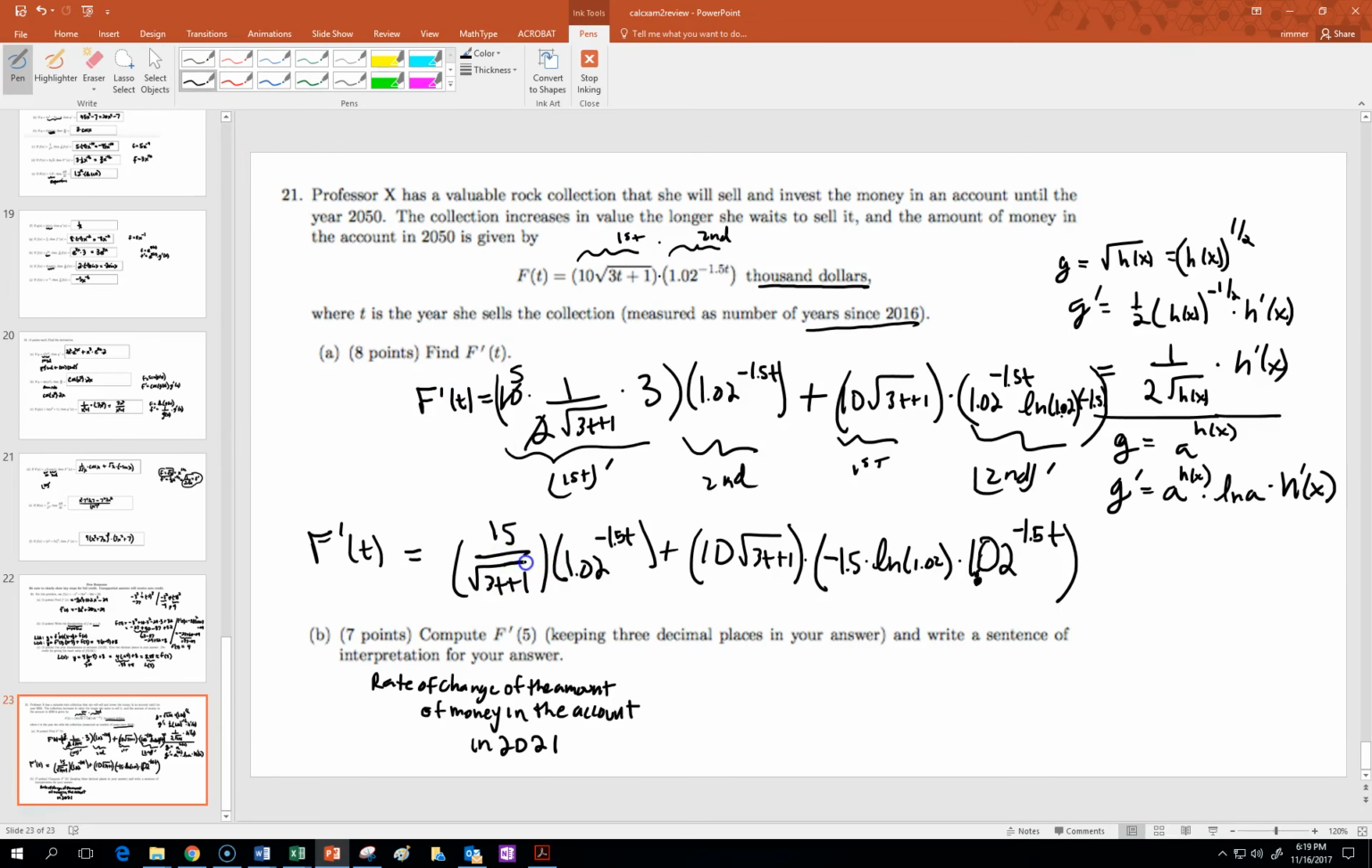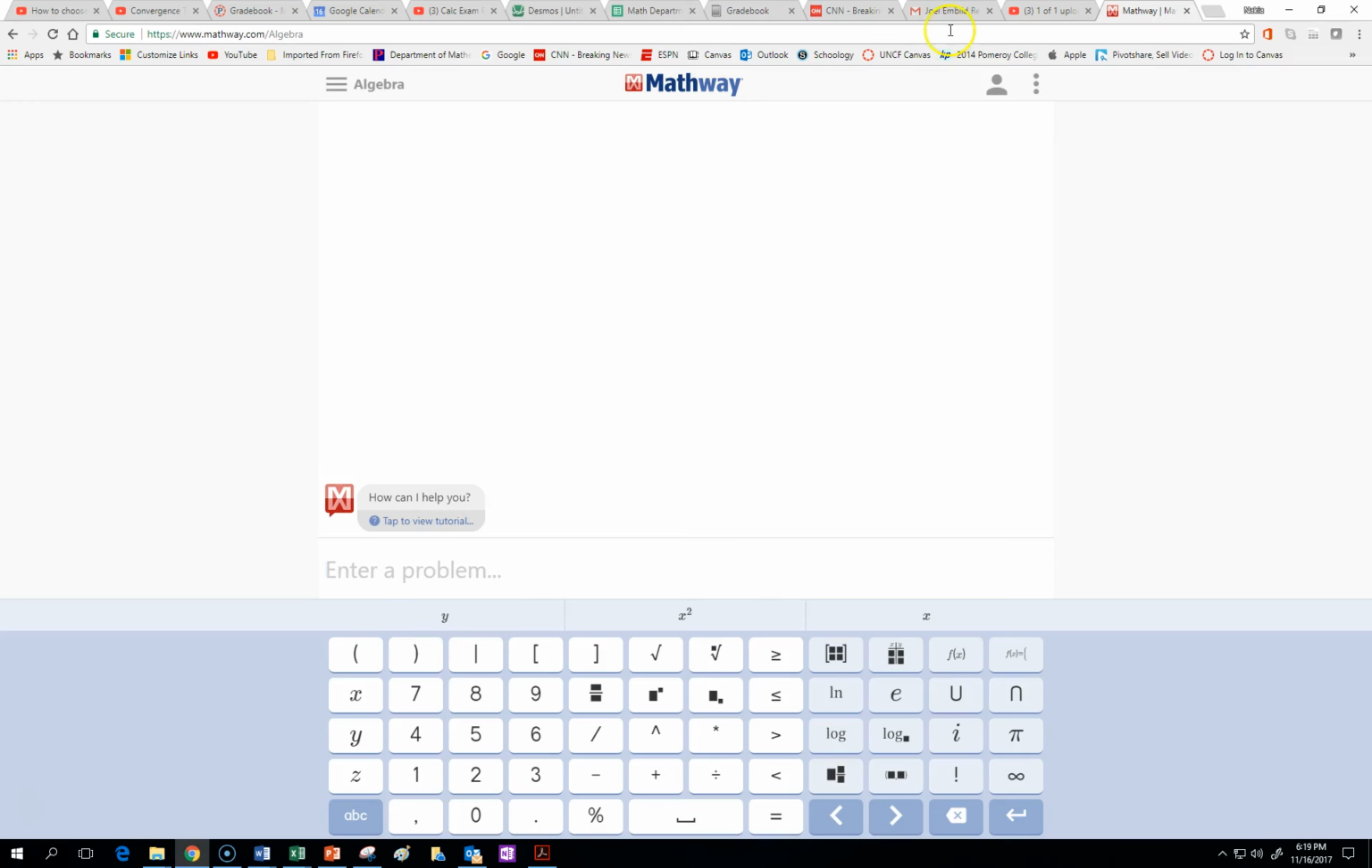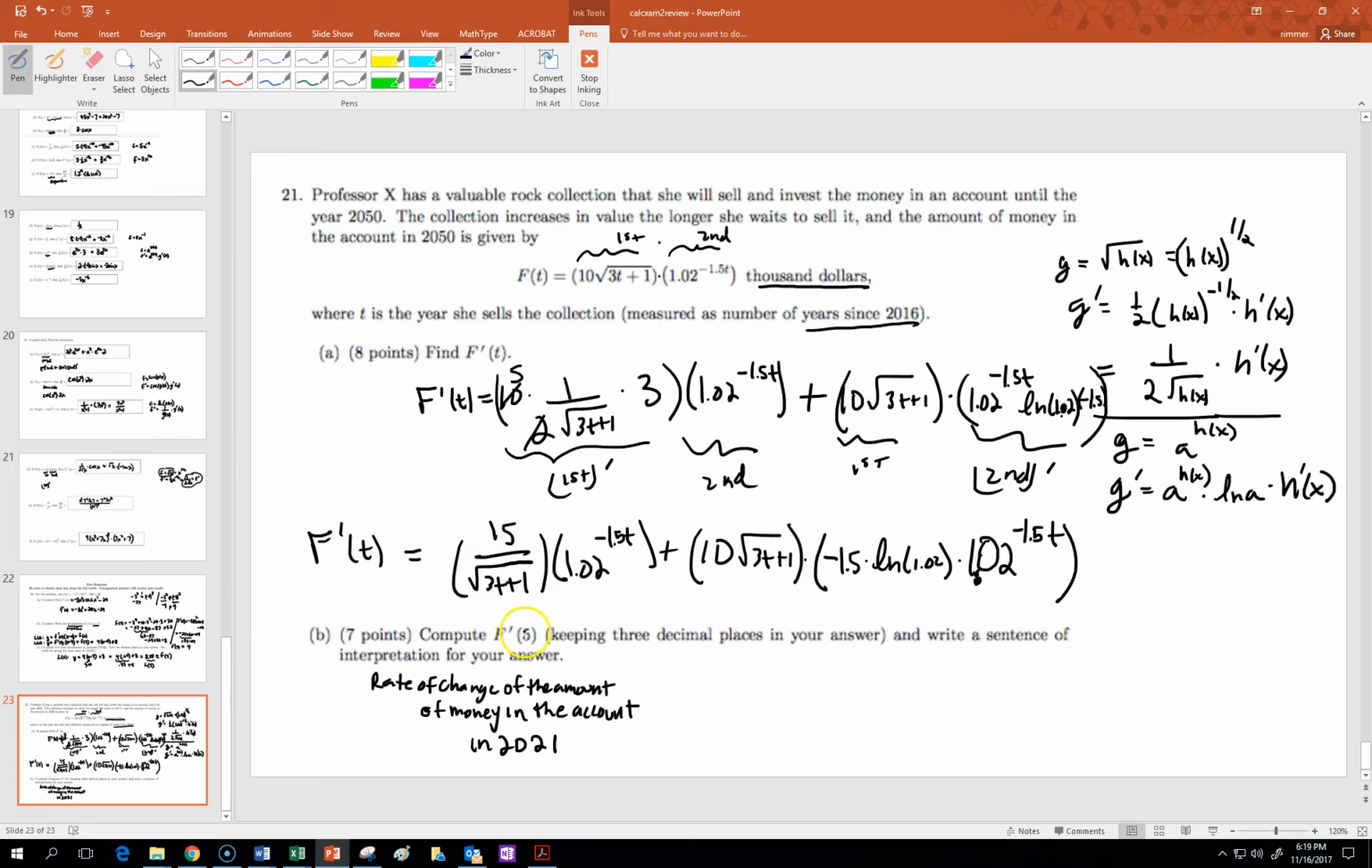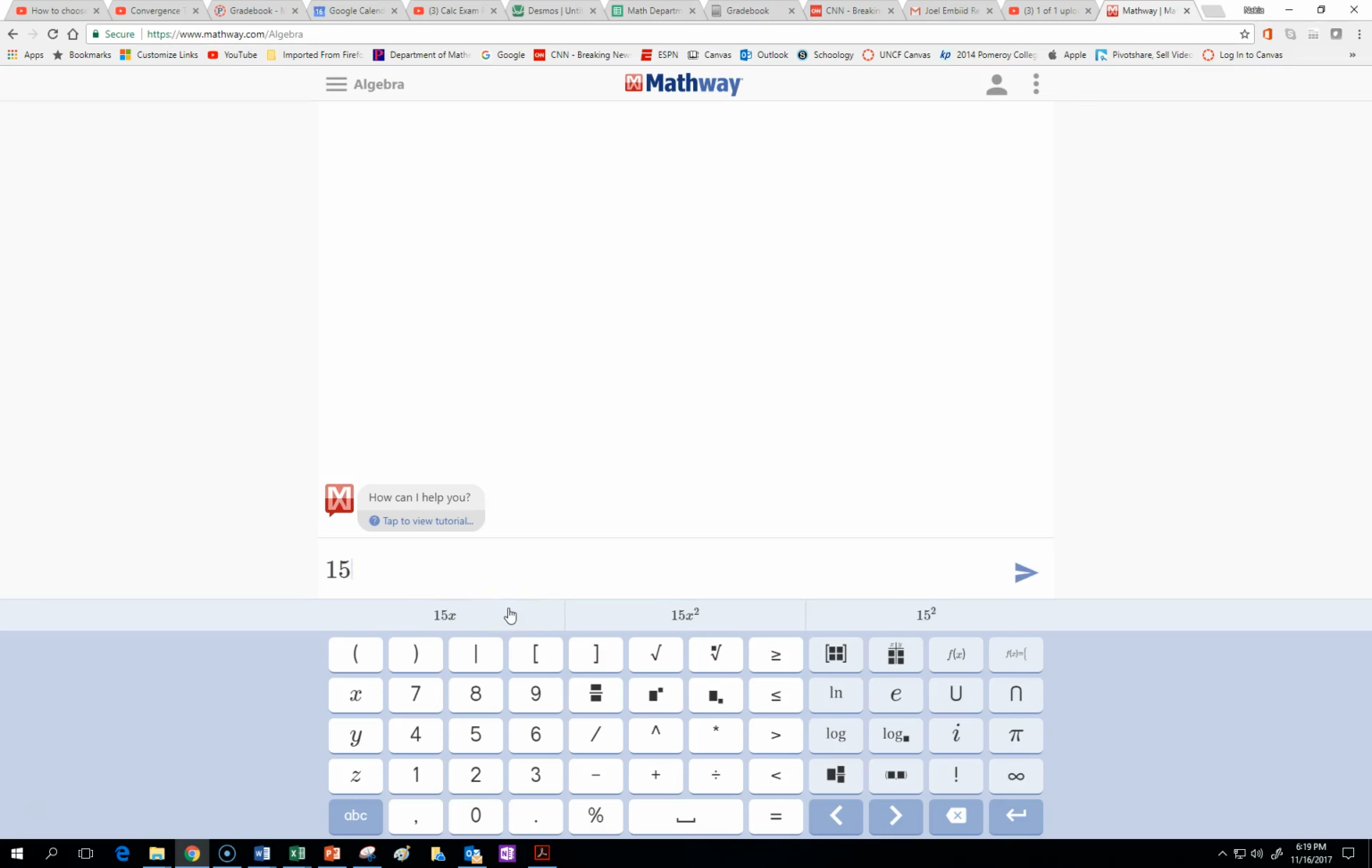Okay, a great online calculator is called Mathway. And so we're going to go to Mathway and have it calculate this for us, plugging a 5 into this. The good thing that happens though is that the root of 3t plus 1, 3 times 5 is 15, plus the 1 is 16, and you take the square root, so that's a 4. So we'll simplify that part by saying it'll be 15 over 4.